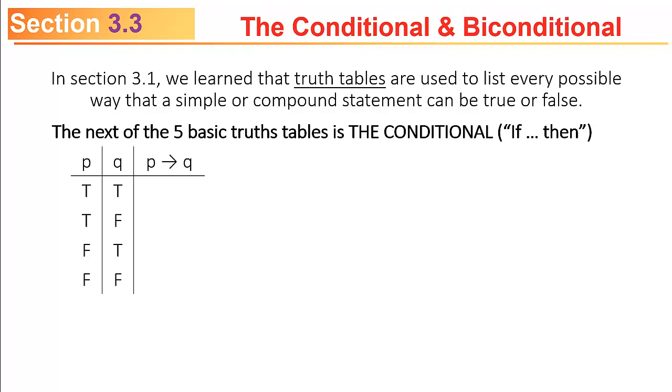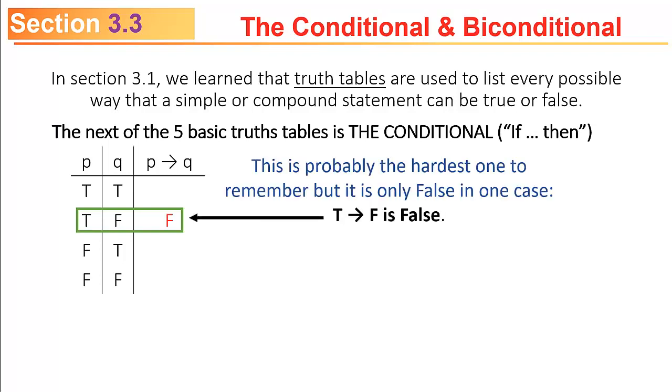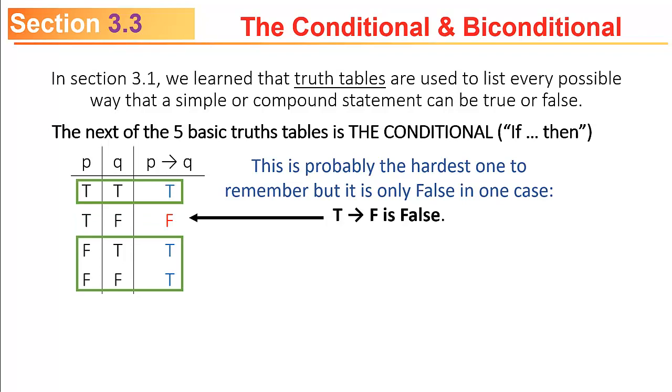The truth table for the if-then has only one case where the result is false, and that is if the P is true and the Q is false. This is probably the hardest one to remember, but it's the only false case for the conditional. T implies F is false. All of the other cases are true. So even though it's probably the hardest to remember, you have to focus on the one false case and just remember that the others are true.